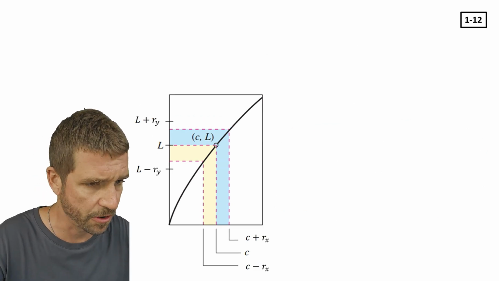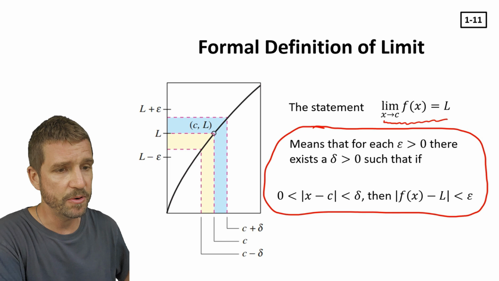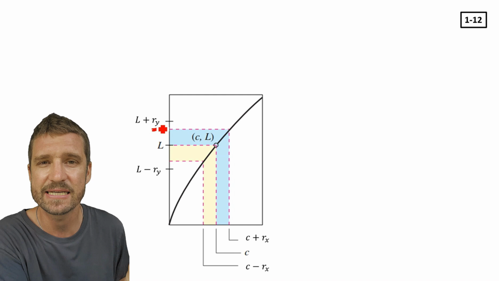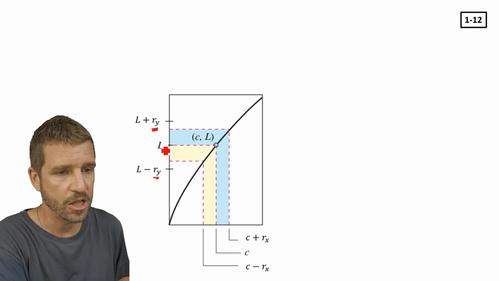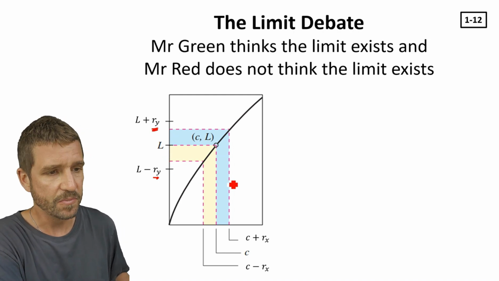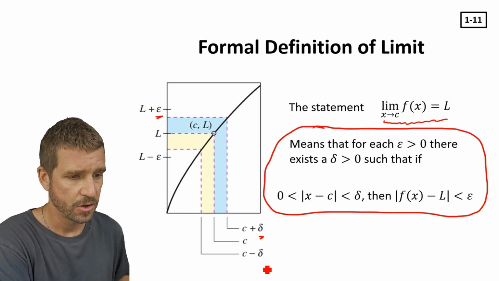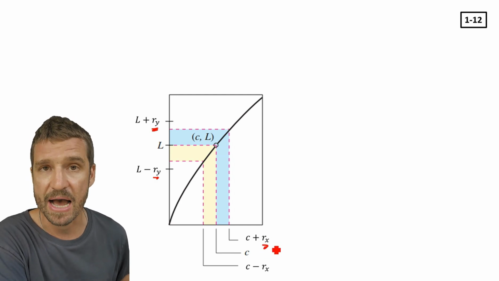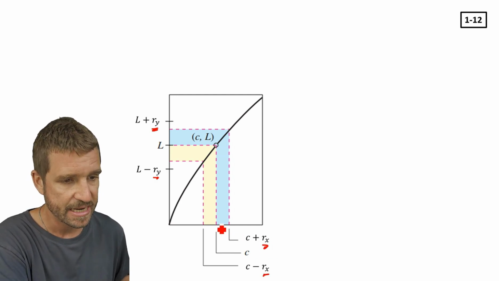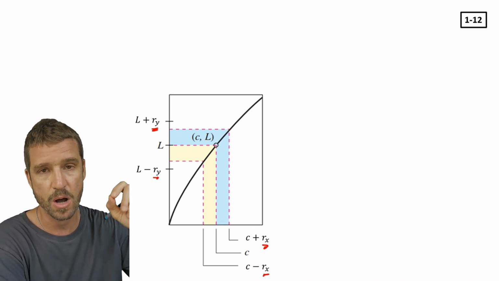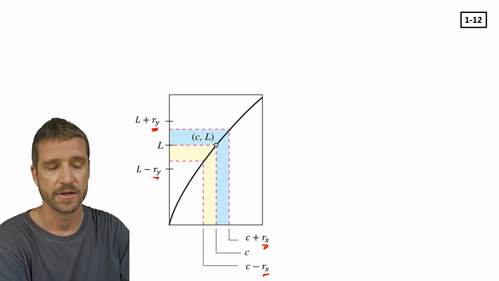So, first off, I'm going to replace the epsilon with r sub y, which kind of represents the radius of y. Notice you have your L, you have L plus r sub y and L minus r sub y. You kind of have this radius y about L. And I'm going to replace the delta with r sub x. So r sub x is, you guessed it, the radius about x. So you have c plus r sub x and c minus r sub x. I'm gonna get rid of this epsilon and delta and replace it with r sub y and r sub x to make it easier to understand.